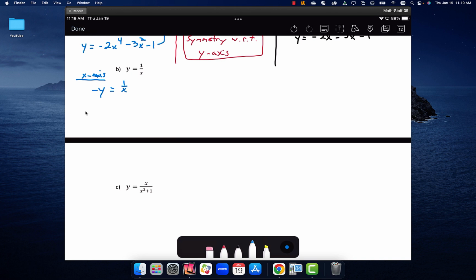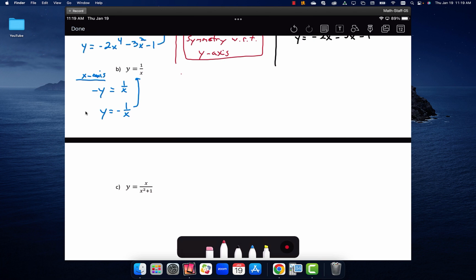And again, in this case, we're going to try to force y to be positive by multiplying both sides by negative 1. When we do that, we can see that these are not equivalent. Your result is not what you started with, so we know it's not symmetric about the x-axis.